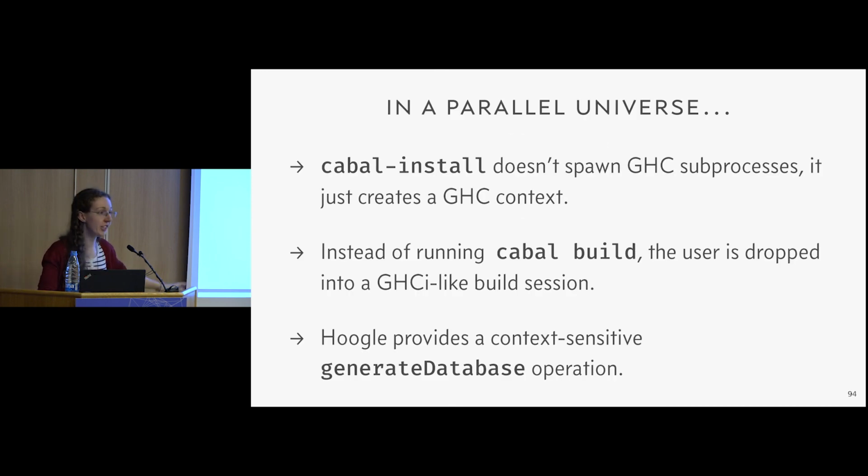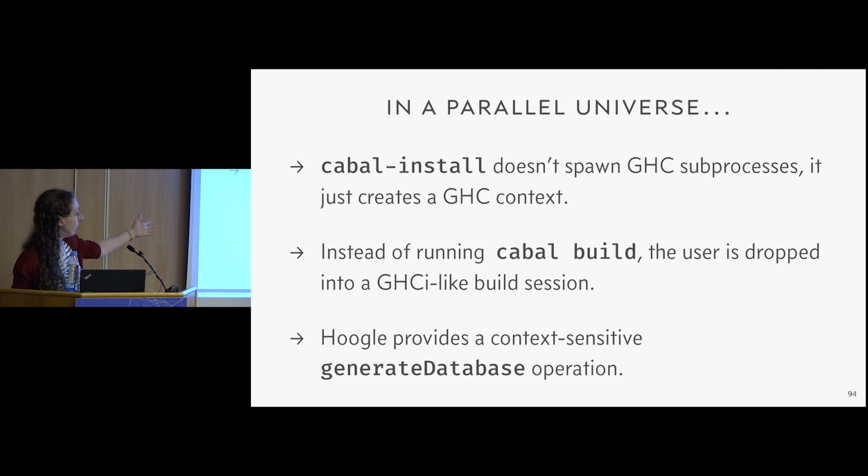So we can imagine a parallel universe where things are a little bit different. And cabal install doesn't just spawn GHC subprocesses. Instead, it actually imports the GHC API and it creates a little context. And then when a build operation is executed, it just calls the appropriate function to start off a build. And then that happens, it modifies this sort of state of the machine, state of the environment, and then you can go on to execute more operations in that same environment.